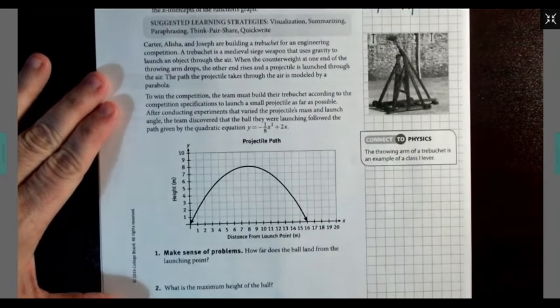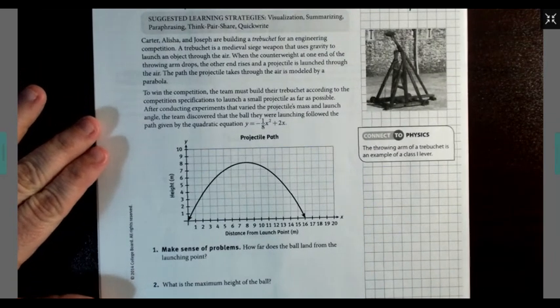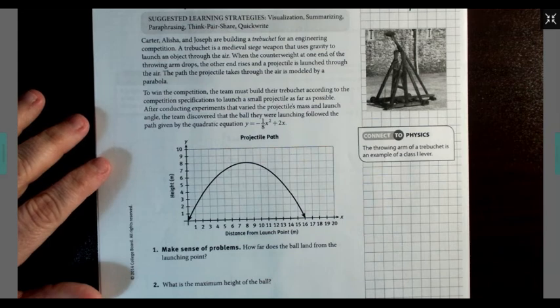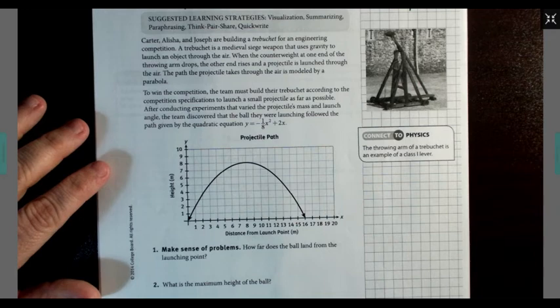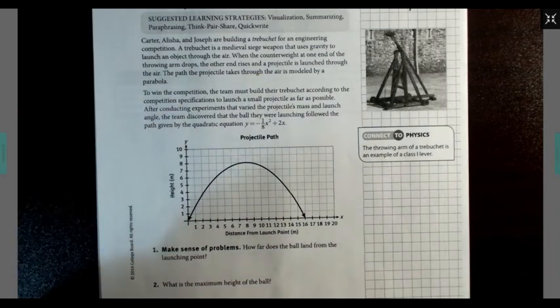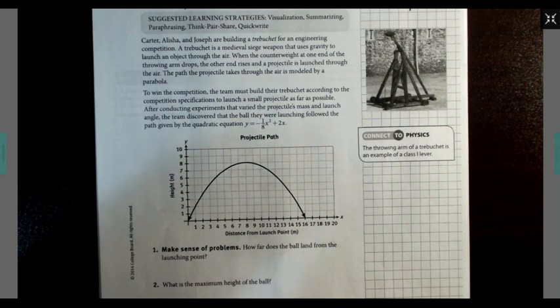Let's look at the introduction for questions 1 to 3. Carter, Alicia, and Joseph are building a trebuchet for an engineering competition. This is a medieval siege that uses gravity to launch an object through the air. When the counterweight at one end of the throwing arm drops, the other end rises and a projectile is launched through the air. The path the projectile takes through the air is modeled by a parabola.